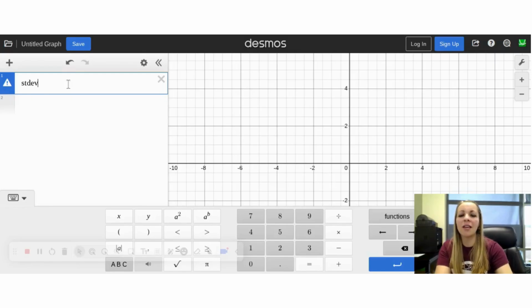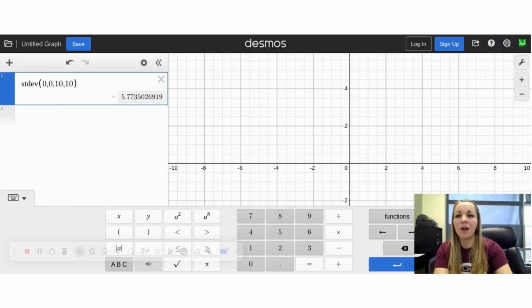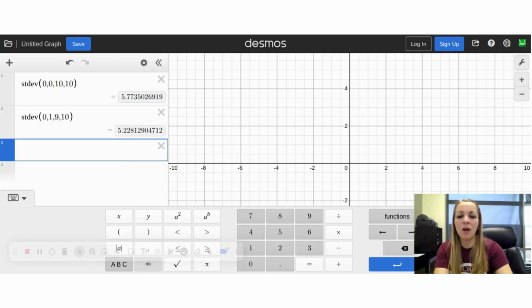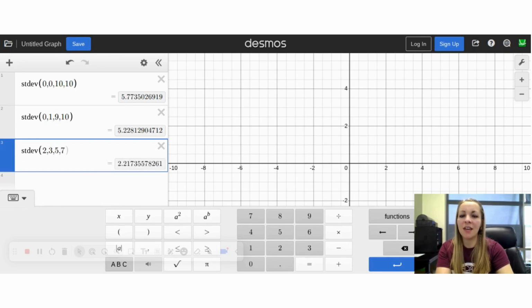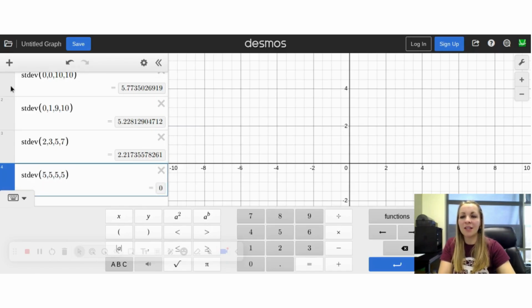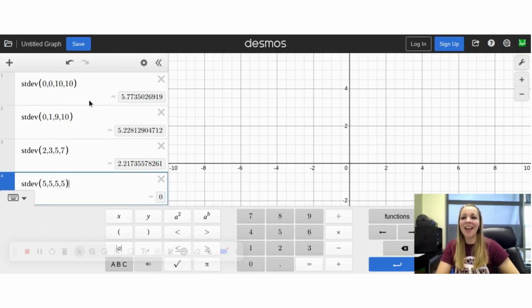All right, so let's go back here. Let's type in our choices. Option A said 0, 0, 10, 10. All right, let's compare that to answer choice B, STDEV, 0, 1, 9, 10. Okay, that one was smaller, so A's still winning. 2, 3, 5, 7. Ooh, that's even smaller. A is still winning. Let's check the last one. 5, 5, 5, 5. Well, that's 0. So it's got to be answer choice A, the standard deviation of 0, 0, 10, and 10.